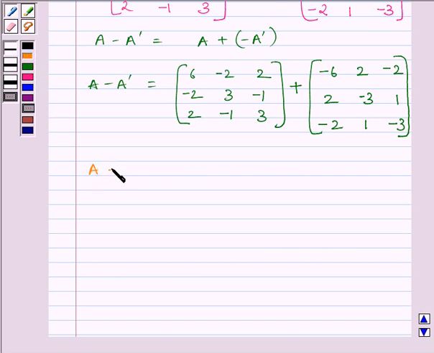So, we get A minus A transpose is equal to 6 plus minus 6 is 0, minus 2 plus 2 is 0, 2 plus minus 2 is 0, minus 2 plus 2 is 0, 3 plus minus 3 is 0, minus 1 plus 1 is 0, 2 plus minus 2 is 0, minus 1 plus 1 is 0, 3 plus minus 3 is 0. So, A minus A transpose is equal to the 0 matrix as all the elements of the matrix are 0.